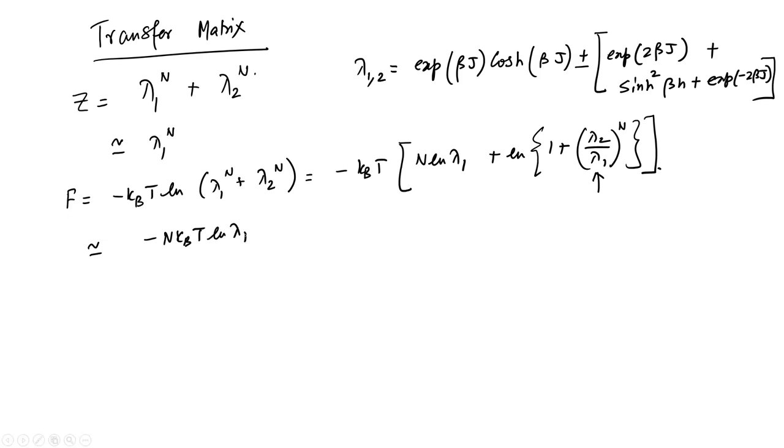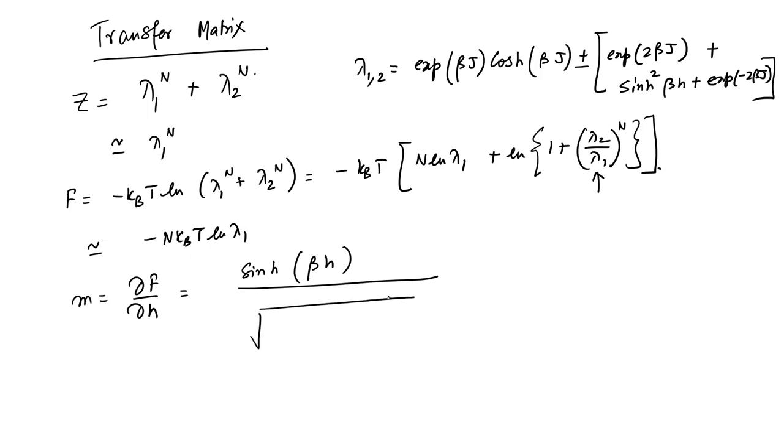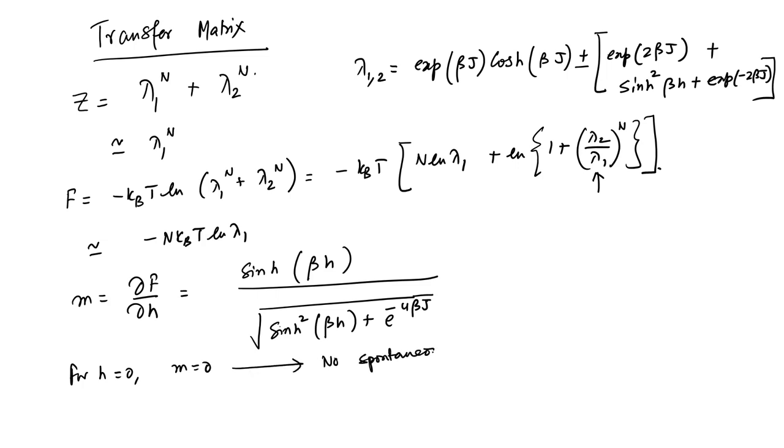Okay, and we have worked out that the magnetization is nothing but the derivative of the free energy with respect to the field, and if you do it carefully, it comes out as sine hyperbolic beta H divided by the square root of sine hyperbolic square beta H plus exponential minus 4 beta J. And it's very clear that for H equal to 0, M equal to 0, so no spontaneous magnetization, which is what we have learned.